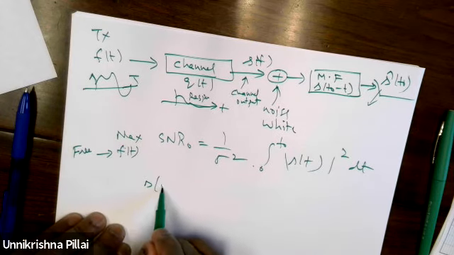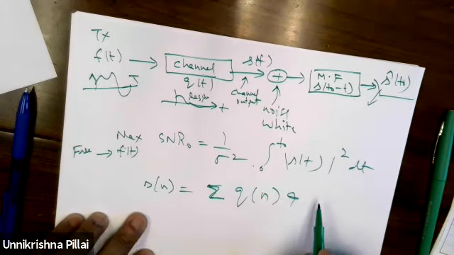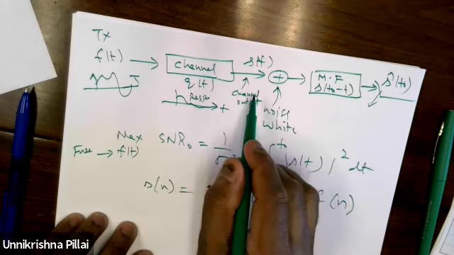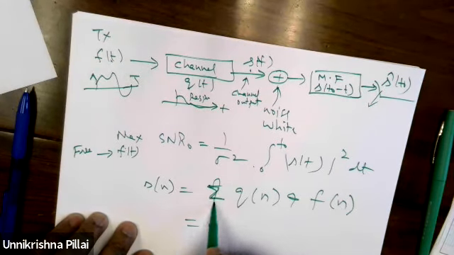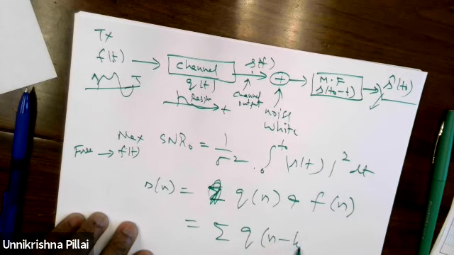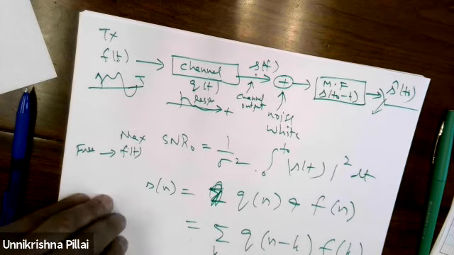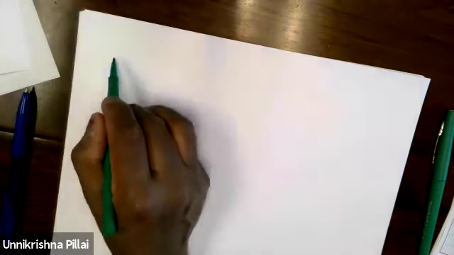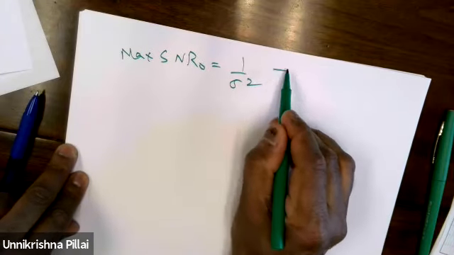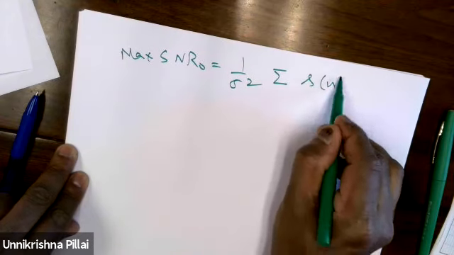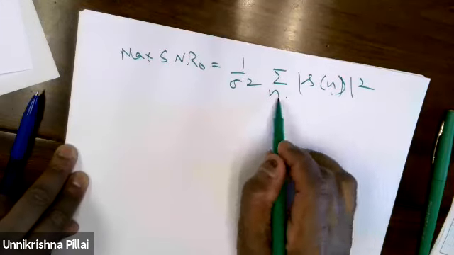So if I write it in the discrete case, Sn will be Qn convolved with Fn, right? This output will be this convolved with this. So that's going to be the sum over k of Qn minus k multiplied by Fk. So the maximum SNR is this one. I'll just do one quick case: 1 over sigma squared, the sum over n of Sn squared, where Sn is the output.